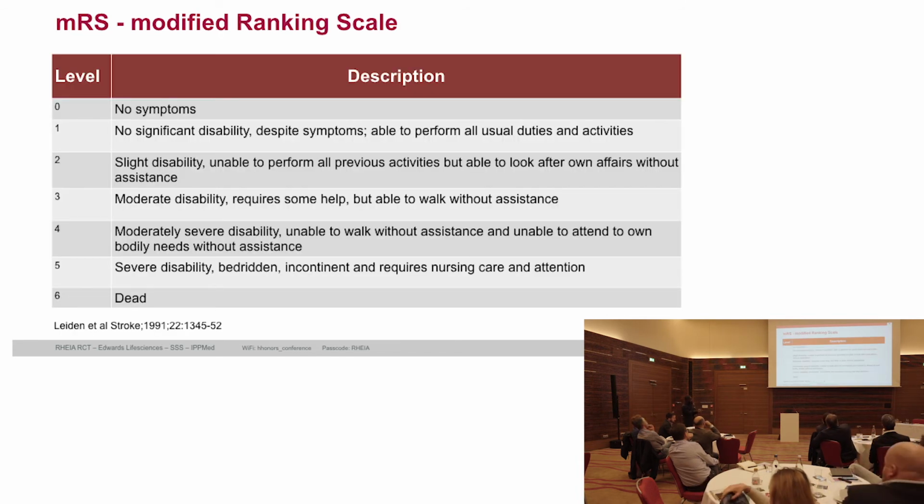Okay, so the MRS goes from 0 to 6. The higher the score, the more disabling the stroke, 6 being death of the patient. So we have a really specific assessment of the patient. It doesn't take a lot of time, but we have to go through that process, and it has to be done by certified people in a dedicated center.